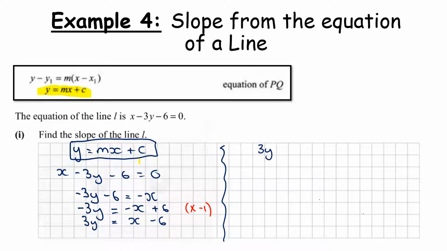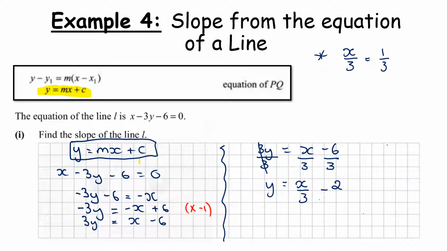Just to give myself a bit more space, I'm going to write it down up here. In order to make that look like just a y, I'm going to divide everything by 3. So these cancel, and I'm left with y equals x over 3 minus 2. Now, it's still not quite in the form y equals mx plus c, so I'm going to work a little bit up here. If I have x over 3, that's another way of saying 1/3 of x. Because if we were to multiply 1/3 by x, I could write that as x over 1 and multiply across the top to get x and across the bottom to get 3.